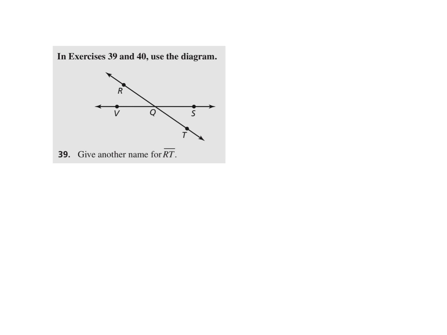39. Use the diagram. Give another name for the segment RT. So this is very important for you to know your symbols. Very easy problem. Number 39. The only other way you can write it is TR. Segment TR.